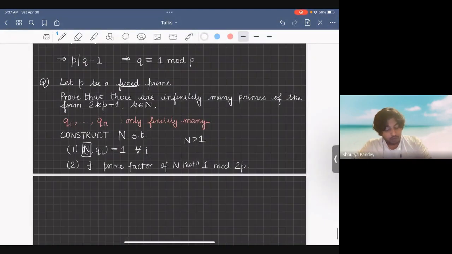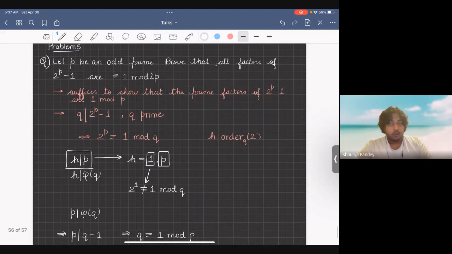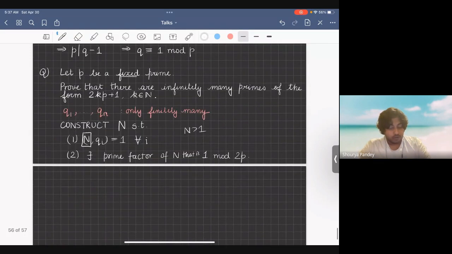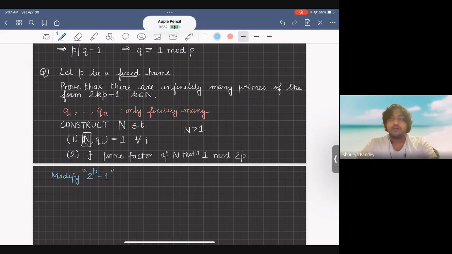And so here's where we try to use the first problem, that all factors of 2 to the p minus 1 are 1 mod 2p, and maybe we need to modify this slightly. So maybe some modification is needed here. So the idea is to try to modify 2 to the p minus 1 in the expression to get the result. So think of how you modify it.